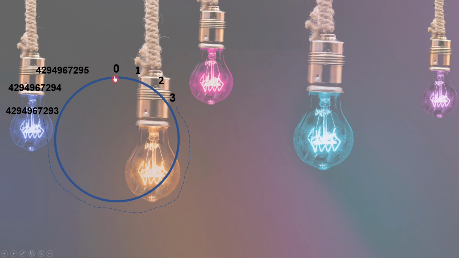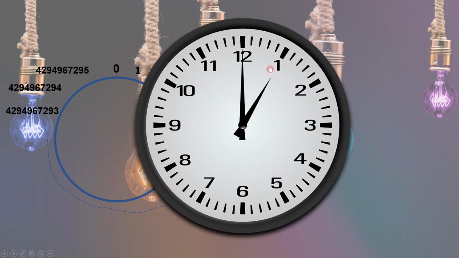As we know, the range of a 32-bit unsigned integer is 0 to 4294967295. And if we try to exceed the maximum value 4294967295 to 4294967296, we return to 0. It's like an analog clock: after 12 o'clock, we return to 1 o'clock.